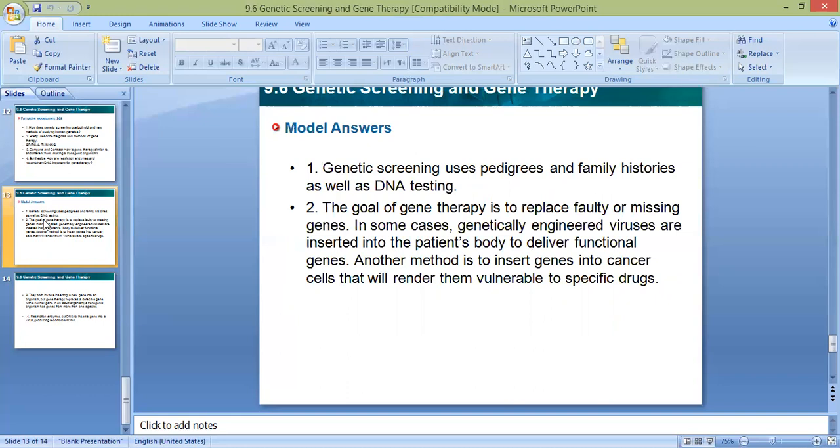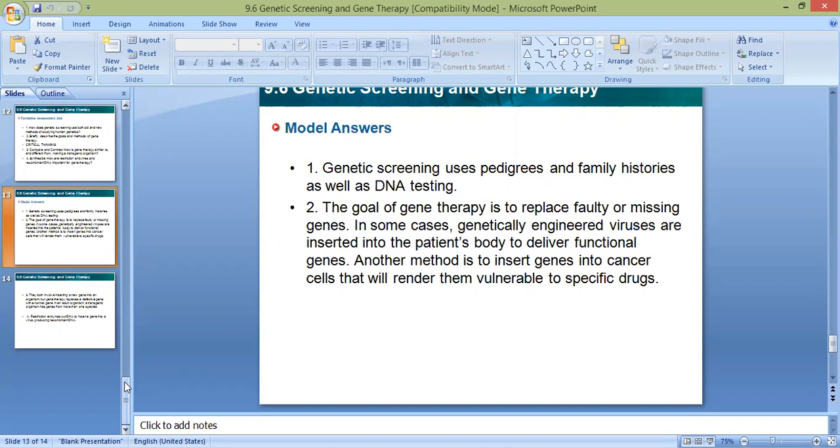We insert genes to stimulate the immune system to attack cancer cells. The third one, I'm not sure. I didn't manage to write it down. The third one we call suicide gene, that kills the cancer cells, stimulates as a drug. We will talk about this. The goal of gene therapy is to replace faulty or missing genes. Okay? This is the goal of gene therapy. I am doing replacement of a faulty gene or a missing gene.